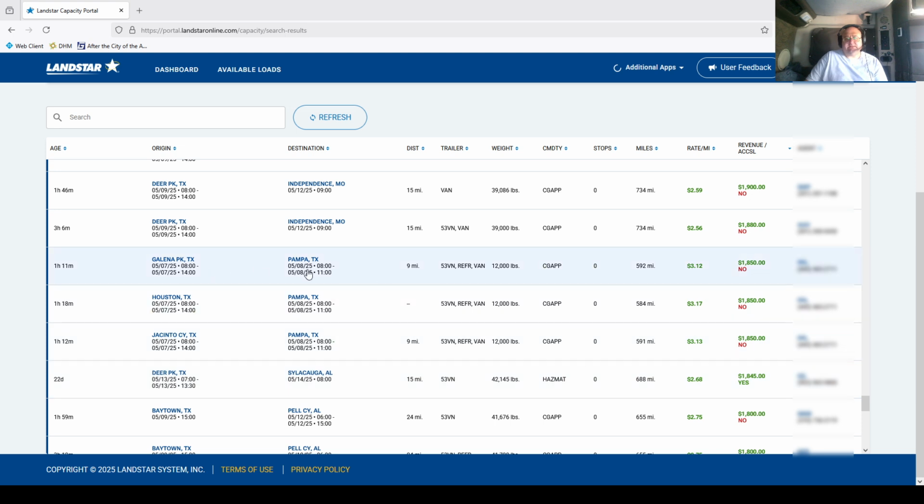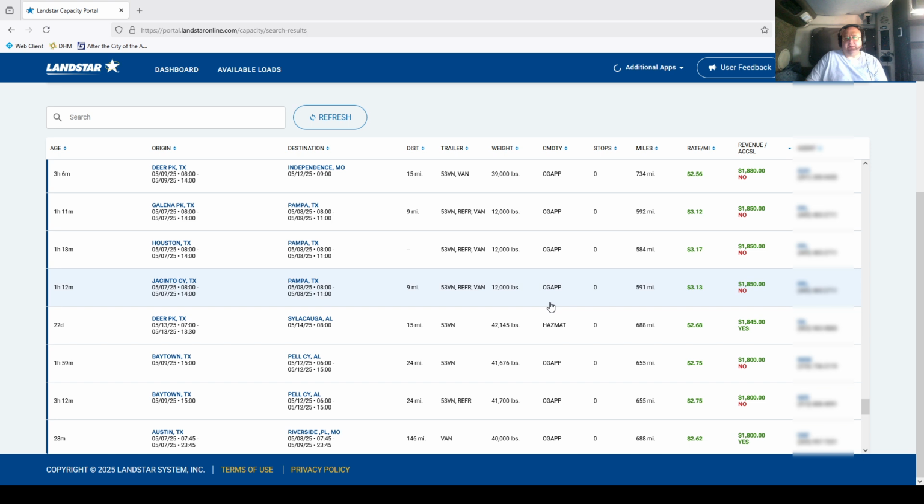Galena Park, Texas to Pampa, Texas. $1,850, $3.12 a mile. Okay, we're starting to get into the cheap loads that are higher rate per mile, but they're short runs.